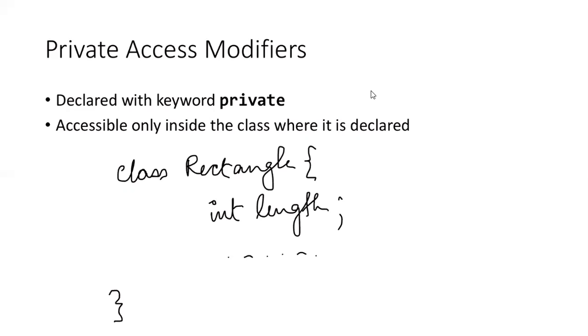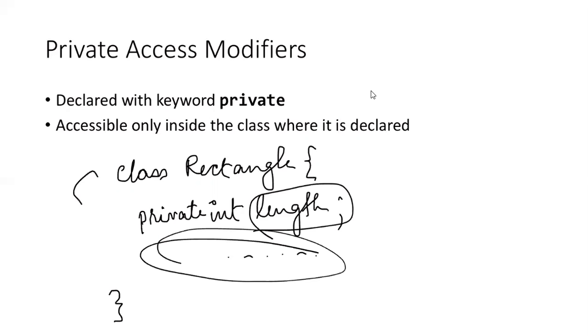Here, if I were to add the keyword public, then length will become accessible everywhere. But if I add the keyword private, in that case, length will be accessible only within this class. You cannot access it from anywhere outside. So that is the private access modifier.